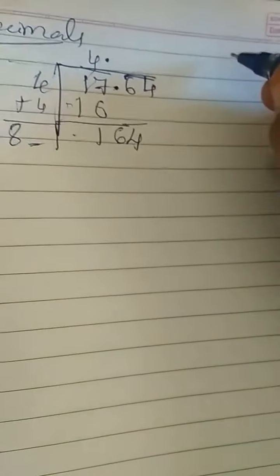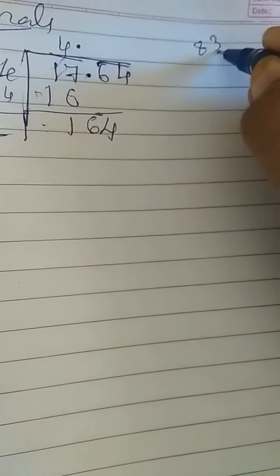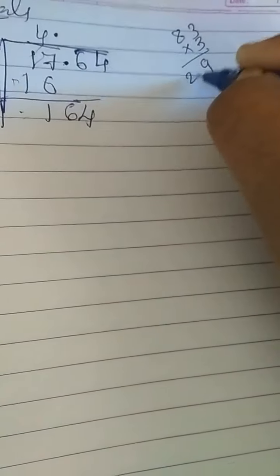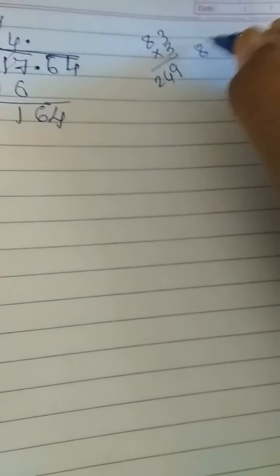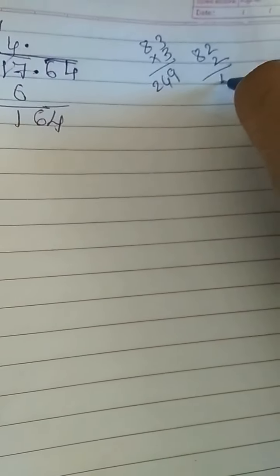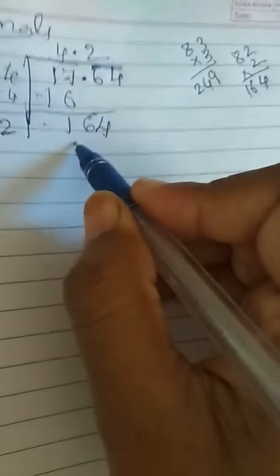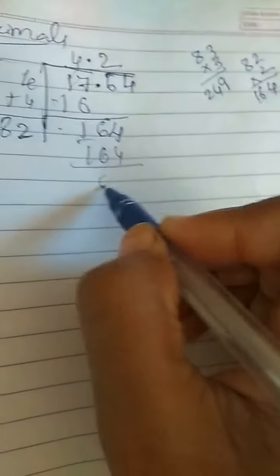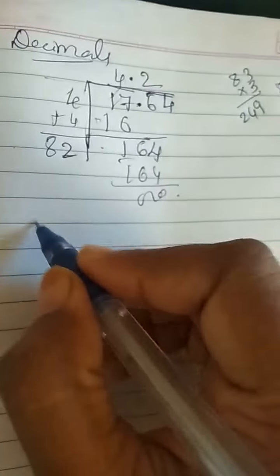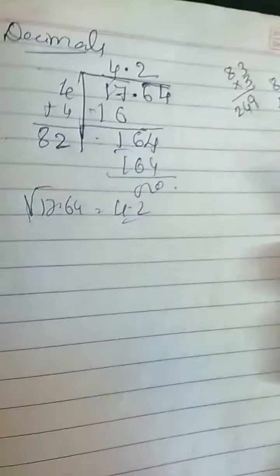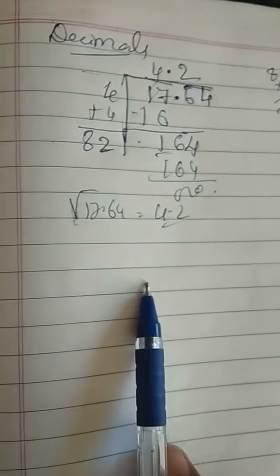Don't give a point here. 83 3s are 249, it is very big. 82 2s are, 2 2s are 4, 2 8s are 16, so 164. So here fill 2 and here 2. It is 164. So the square root of 17.64 is 4.2. We have to find like this.